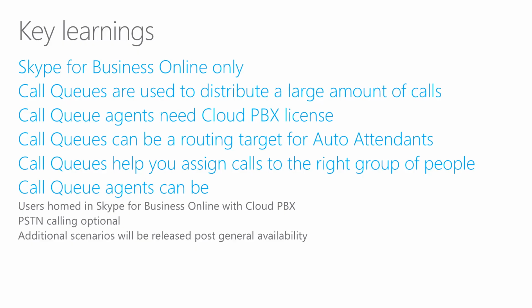So a summary. What did we learn? This is for Skype Business Online only. The call queues are used to distribute a large amount of calls. Call queue agents need a Cloud PBX license. Call queues can be a routing target for auto attendants. Call queues help you assign calls to the right group of people. And call queue agents can be users homed to Skype Business Online with a Cloud PBX license. They do not need to be licensed for PSTN calling, and additional scenarios will be released post general availability.